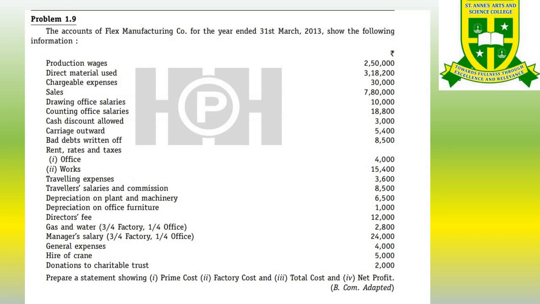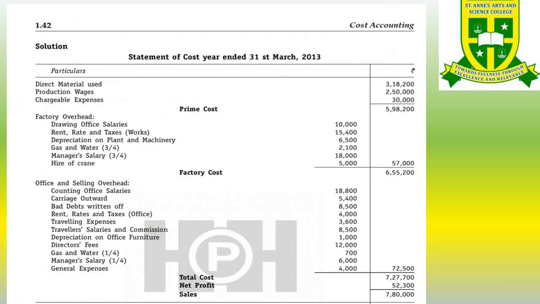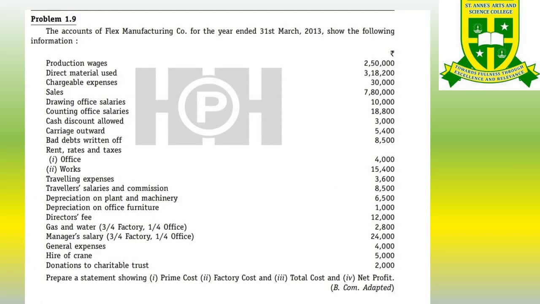So come to gas and water. If nothing is specified, gas and water will be shown in the factory overhead. But here they have told that 3/4 is for factory and 1/4 is for office, so 3/4 should be allocated to the factory. What is the total value? 2800. So 2800 into 3/4, which is nothing but 2100, has to be shown in the factory overhead. And 2800 into 1/4 has to be shown in the office overhead. We should not show it totally, because the cost sheet is prepared mainly to find out what expenses happened in a particular department.